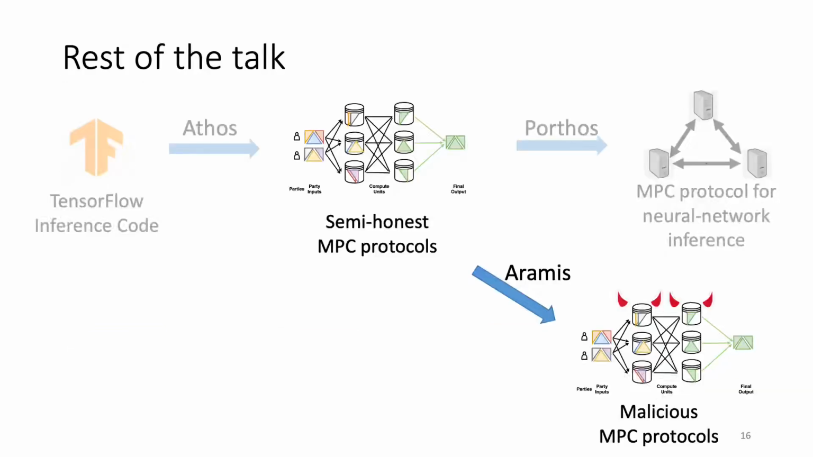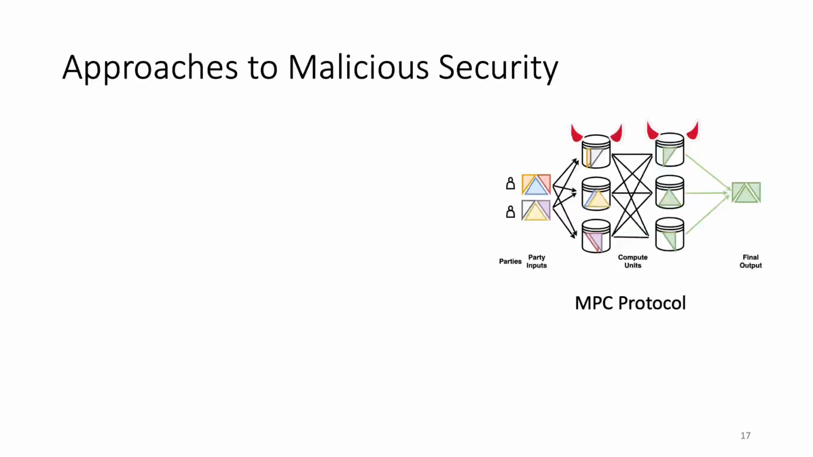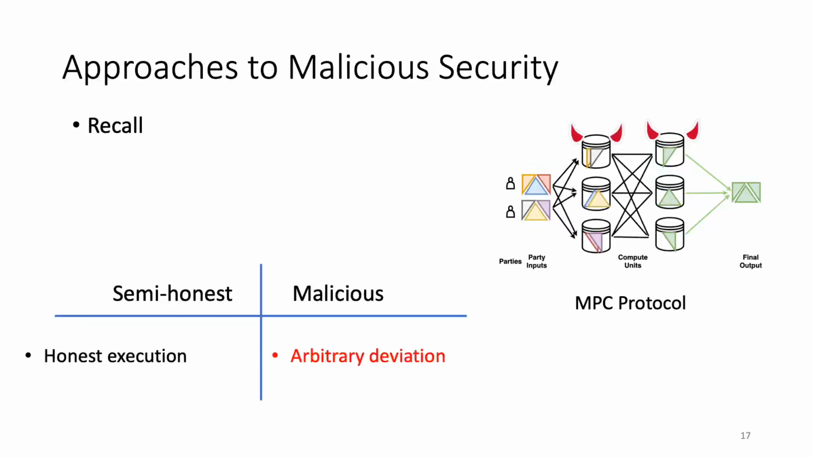So that was Ethos. Now let's move on and talk about RMS. Recall from earlier that MPC protocols can have two levels of security. Either the weaker semi-honest security, where it is assumed that the protocol participants will be following the protocol honestly, or the stronger model of malicious security, where it is assumed that the participants can arbitrarily deviate from the protocol.